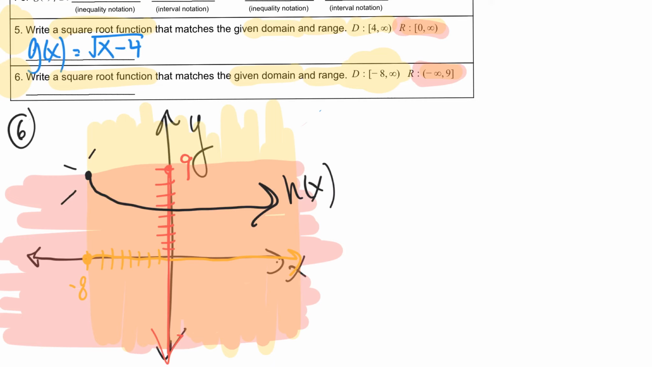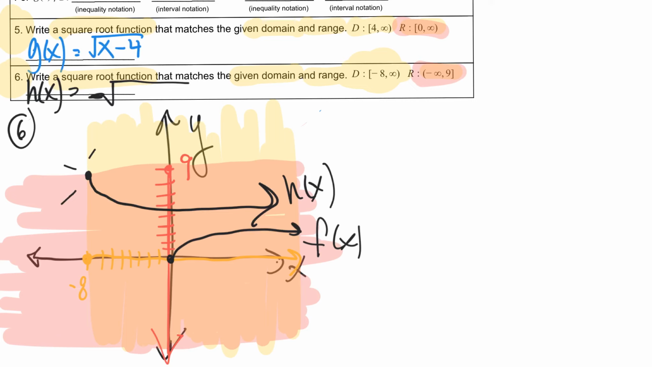And normally our parent graph looks like this. So then let's kind of compare what would I have to do with f of x to h of x to get there. And so right away I notice, well, it's pointing in different directions. There's definitely a reflection happening. So then I can say h of x is equal to negative square root.